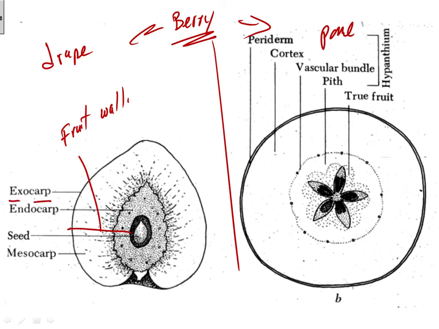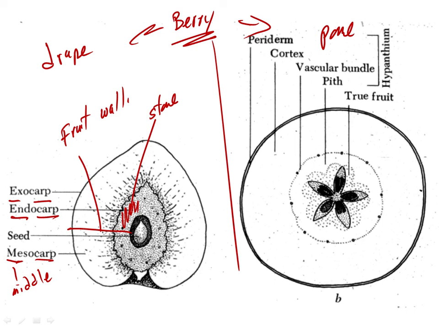Exocarp, mesocarp, meso, you might not know, it means middle. I think we did meso already. And endocarp, inside. And the endocarp, this is the stone. So the endocarp, and then there's the seed at the very center. You crack that open to find that.